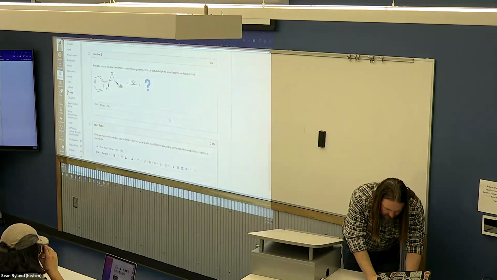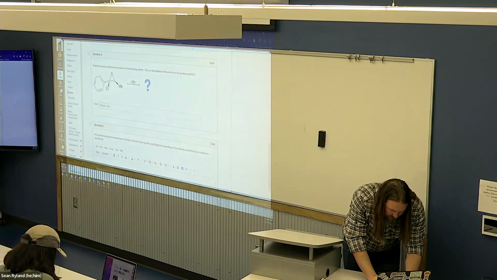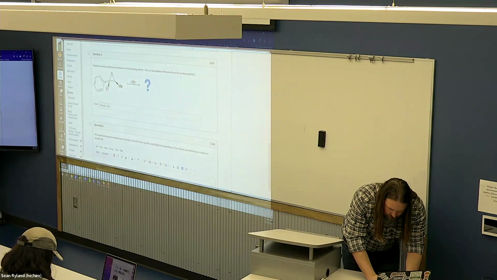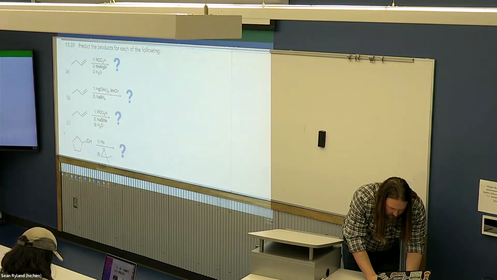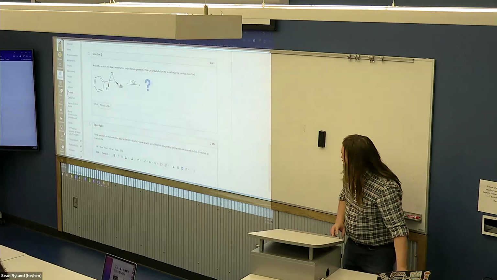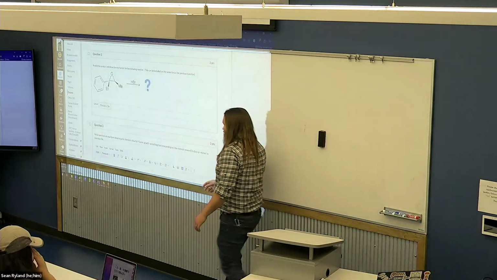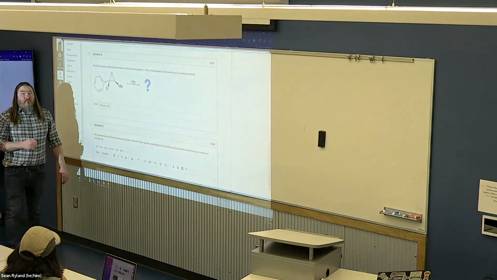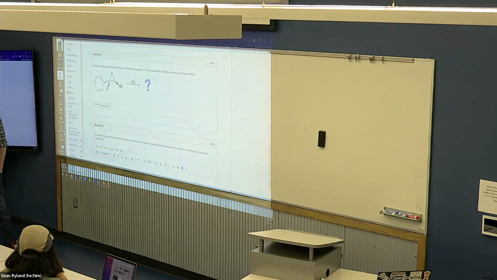All right, let's go to the next question about that last one. Yeah. If it was fully substituted, if the carbons were fully substituted, then would it? I believe so. Then it might come down to.